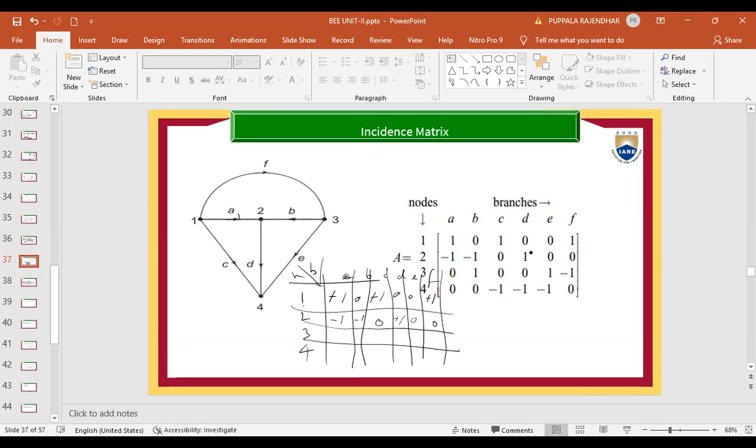3 to A. 0. 3 to B. Away, so plus 1. 3 to C. 0. 0, 0, minus 1, minus 1, minus 1, and 0. Right? So in this way, we'll formulate the instance matrix.